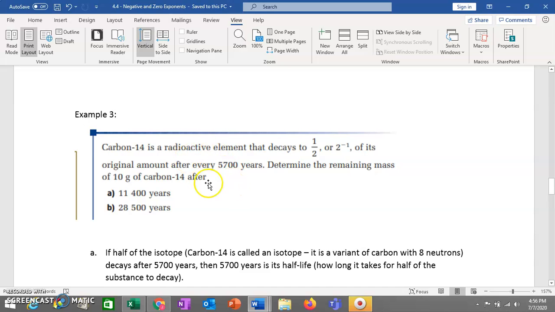Let's add a little bit of terminology here to help explain this problem. You'll probably see this elsewhere. If you take advanced functions later on, they have these sorts of problems, but they're a little bit more complicated. But carbon-14 is an isotope. If you've taken science, you might know about protons, neutrons, and electrons. Carbon-14 is a variant of carbon that has 8 neutrons. Carbon has 6 protons, and this one has 8 neutrons. But anyways, it decays after 5,700 years.